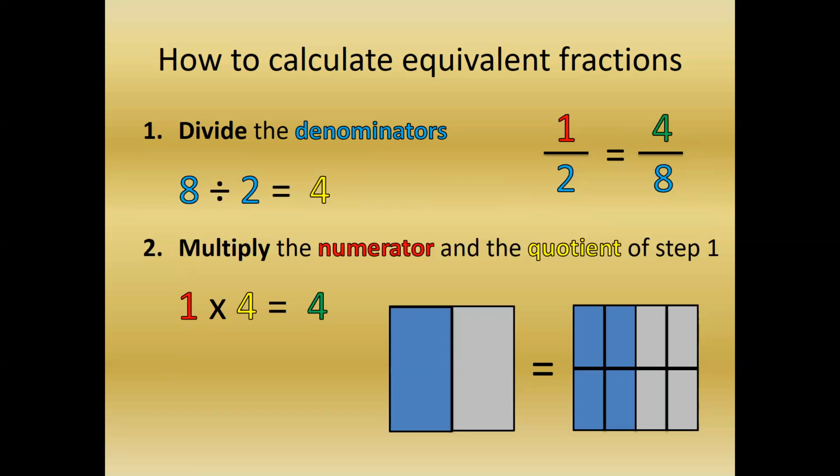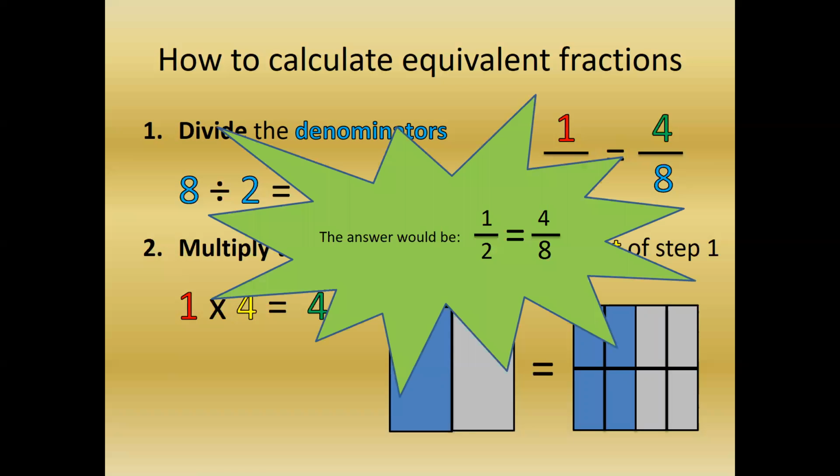But now look at those 2 boxes. The same part of the boxes is blue. It's just cut into more pieces, the second box. So they're equal fractions. It's still telling you the exact same amount, it's just cut into different pieces. So they're equal, they're equivalent. So that means the answer would be 1 over 2 is equal to 4 over 8.